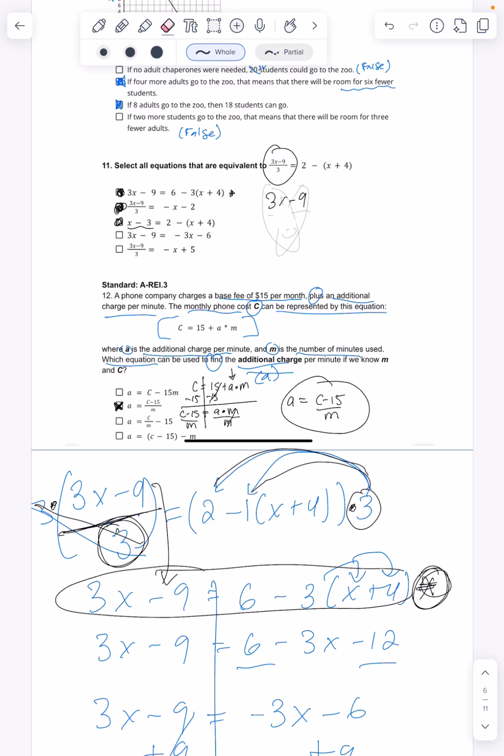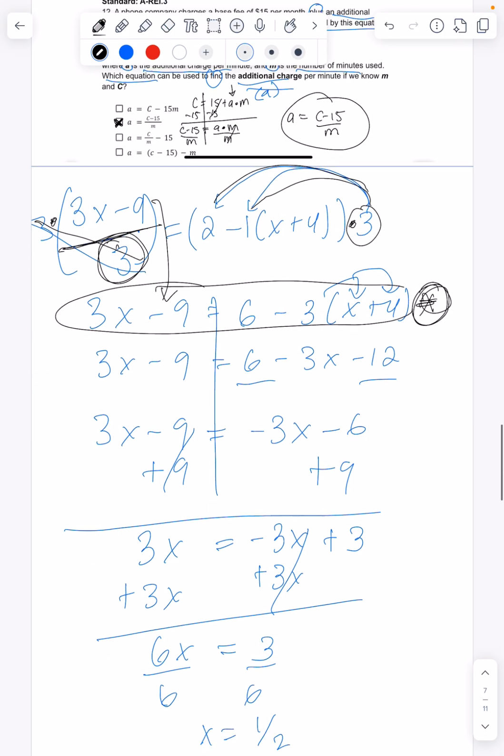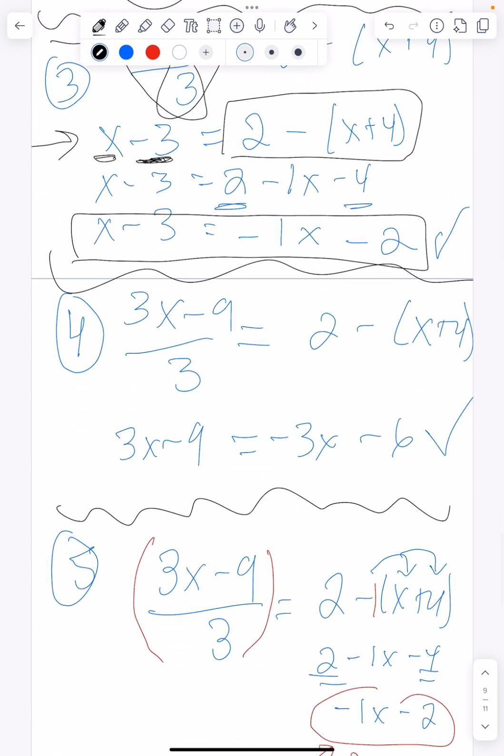Now, looking at the next option, same thing. You only have the 3x minus 9, so it had to multiply by the 3 again. And then how do they get negative 3x minus 6? Well, let's zoom into that one and see what they did. So for 4, again, they're going from this to this. How do they do that? Well, they multiplied by 3 to both sides, right?